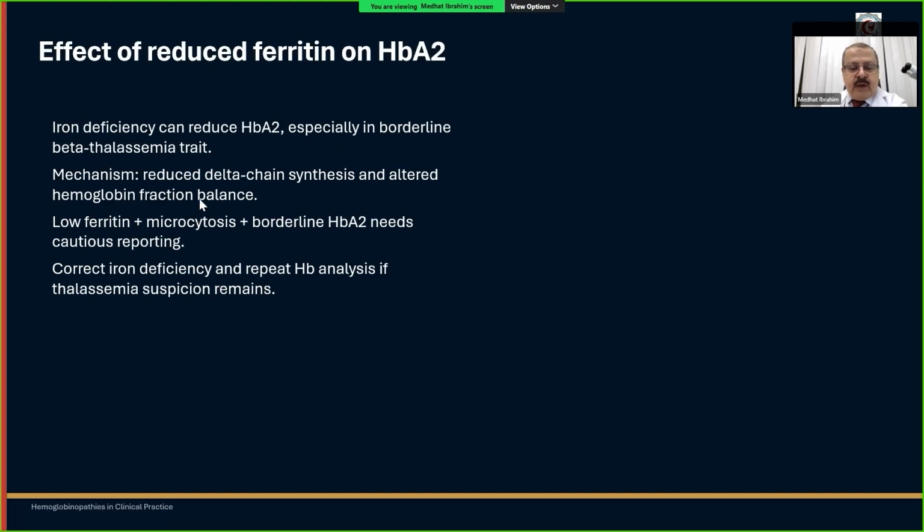I also have a very important comment here: iron deficiency can reduce hemoglobin A2. That's why we said it's very important to screen the patient to detect the iron stores, with serum ferritin. As it is an acute phase reactant protein which increases during inflammatory conditions, it's also recommended to do serum transferrin saturation.